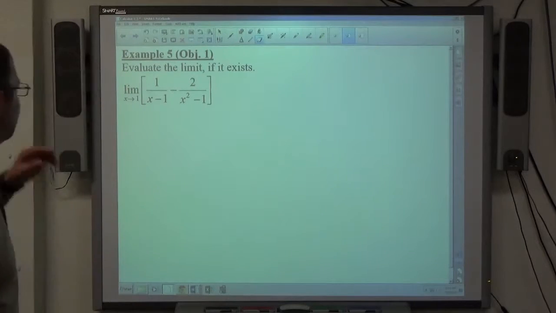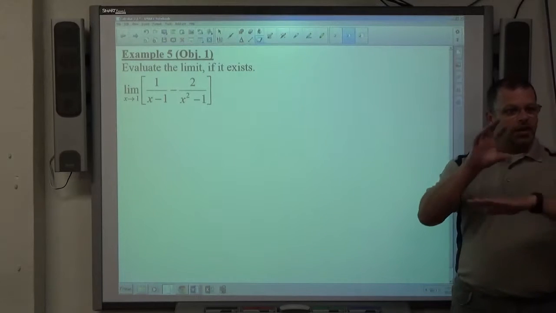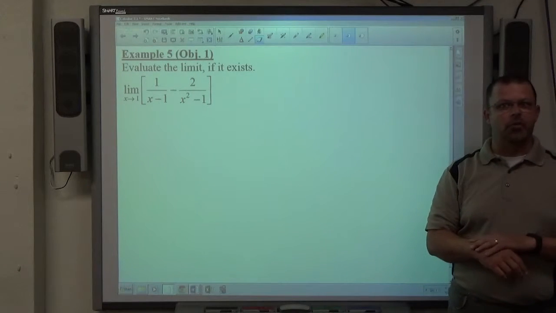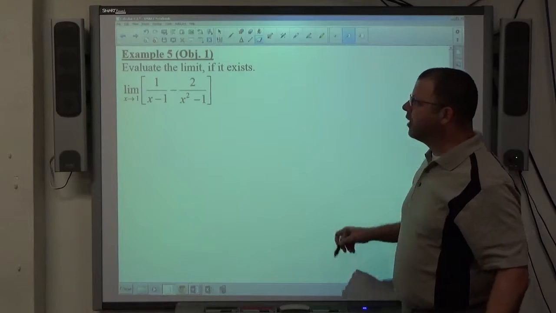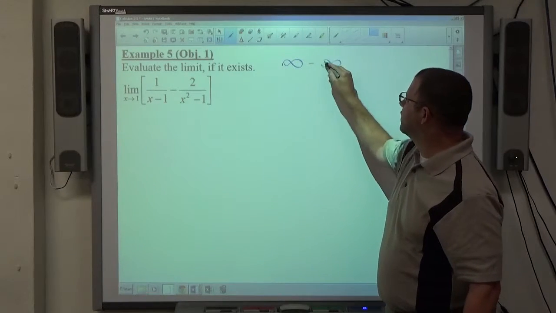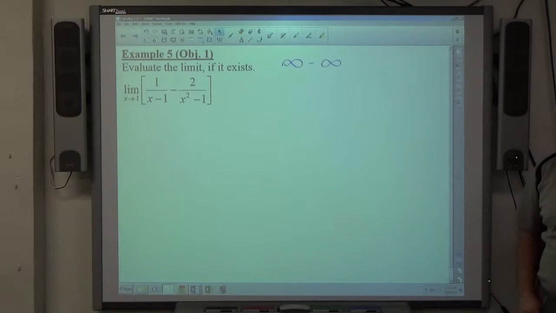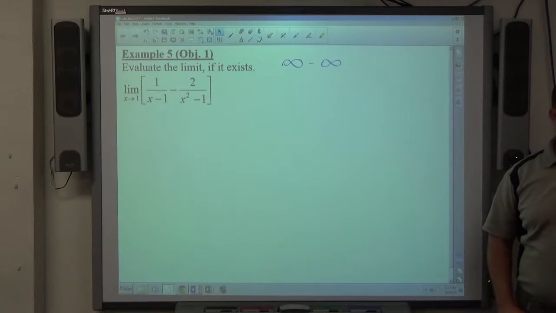All right, example 5, evaluate the limit if it exists. Now, we talked about yesterday some indeterminate forms. 0 divided by 0 is an indeterminate form. Another indeterminate form we could get is infinity minus infinity. That's what's going to happen on this one. Infinity minus infinity, because I don't know how big infinity is.